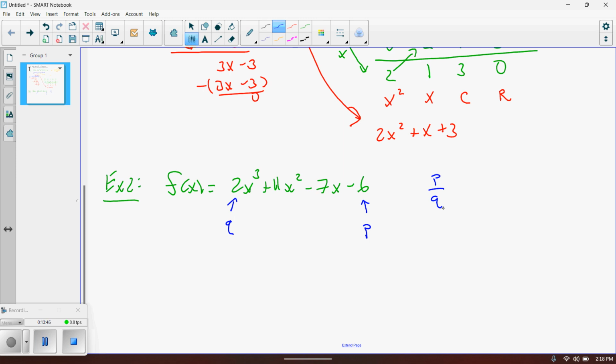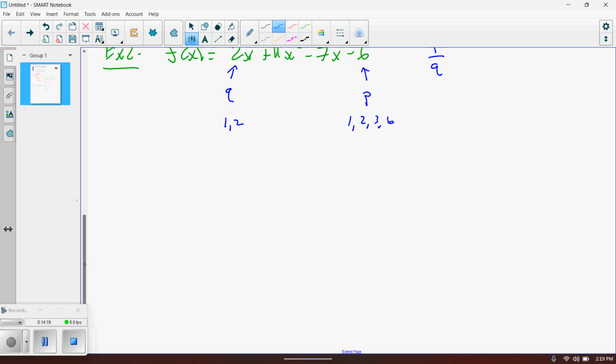So what do I mean by that? Well, 6, I'm not worried about the negative sign right now. 6 has factors of 1, 2, 3, and 6. So P has 1, 2, 3, and 6 as factors. 2, of course, has 1 and 2 as factors. Well, I need to take every value of P, so 1, 2, 3, and 6, and divide it by every value of Q, and that will give me a list of all the possible factors. Now, the one thing you do have to consider is the fact that these could be positive or negative.